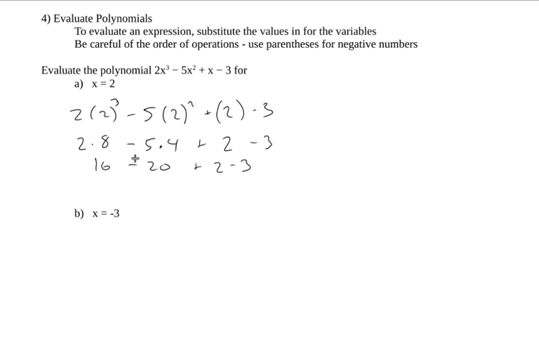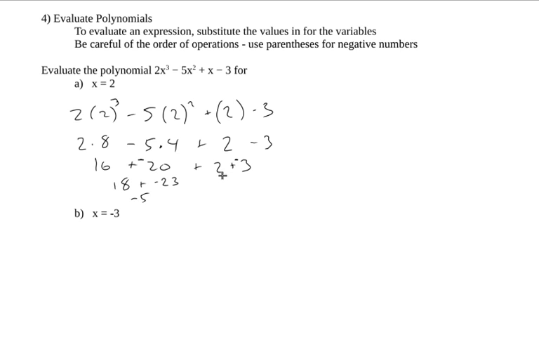If I wanted to not care about the order that I'm dealing with them in, I can actually treat this as plus a negative 20 and this as plus a negative 3. And this way I can do something like, well, 16 plus 2 is 18, and negative 20 plus negative 3 is negative 23. The reason I would do this is because it's generally easier to add than it is to subtract. Doing 16 minus 20 is negative 4, then adding 2 to that is negative 2, and then subtracting 3 from that is negative 5.